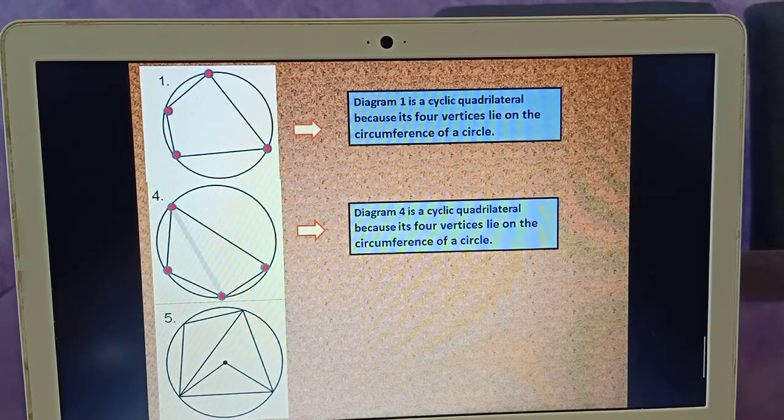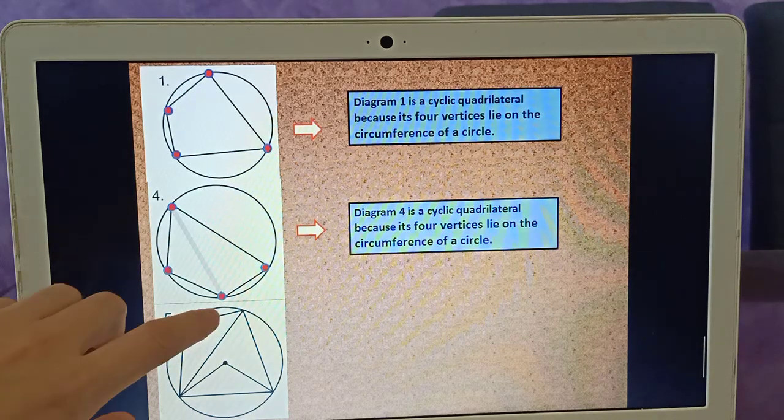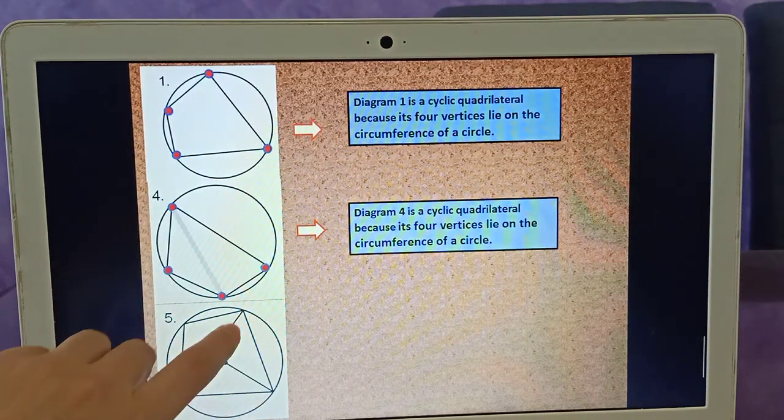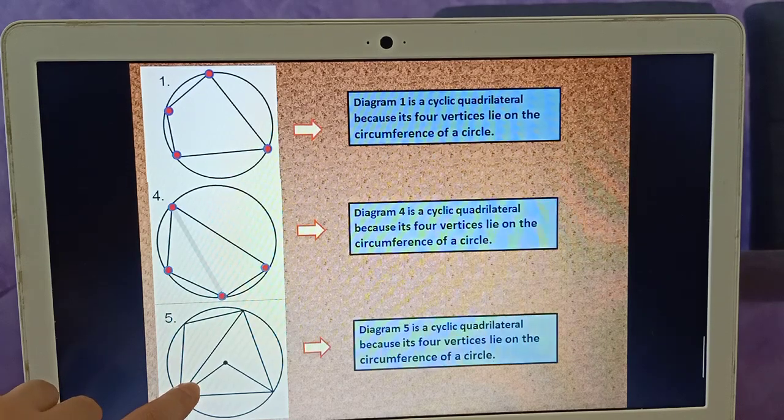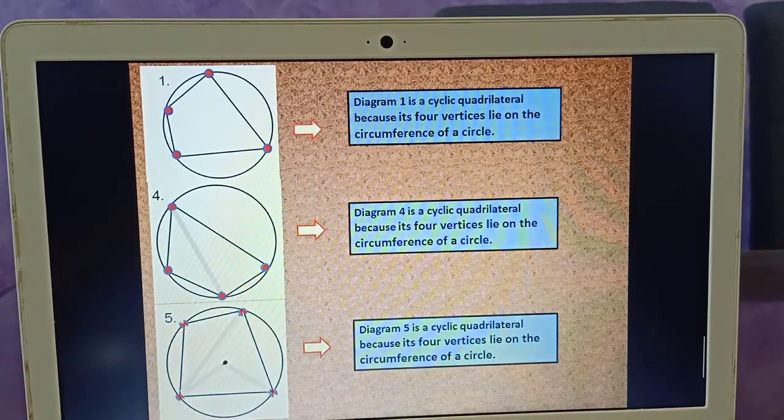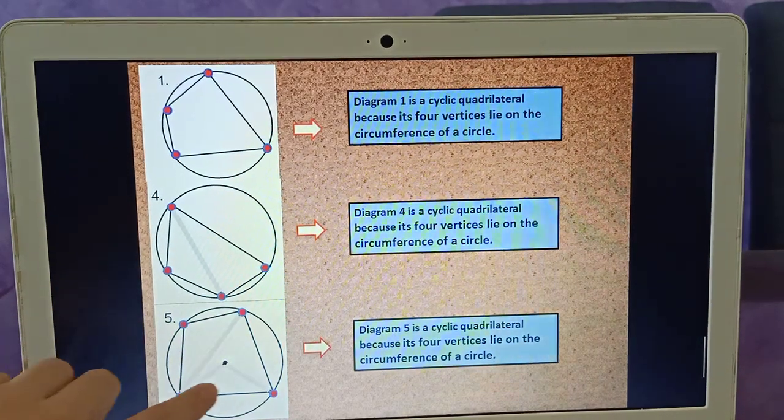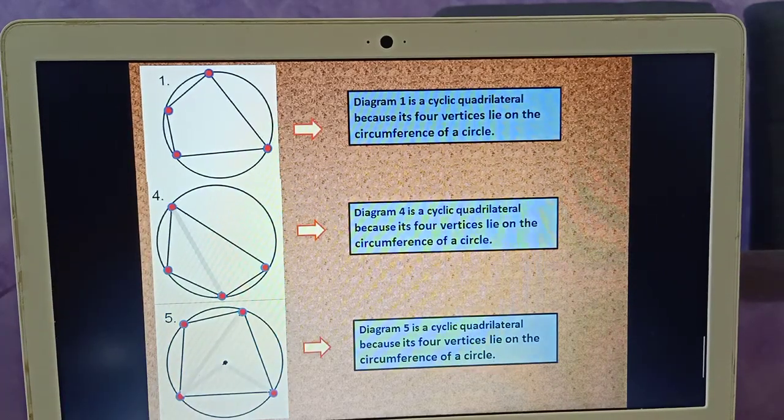And diagram 5. Diagram 5 is also a cyclic quadrilateral. As you can see here, there are three distracting lines. So I cover it. Now you can see all the four vertices lie on the circumference of a circle.